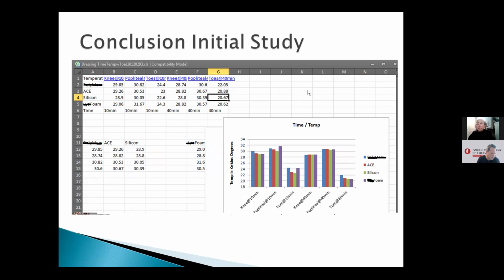But what we did find was the patient had damage to his foot from frostbite. So his left foot had poor circulation to the toes. So we decided that we could measure the toes in the next phase of the study to determine if each dressing changed the circulation to the lower limb.